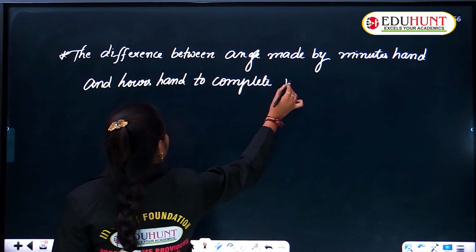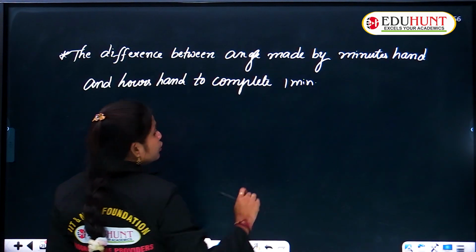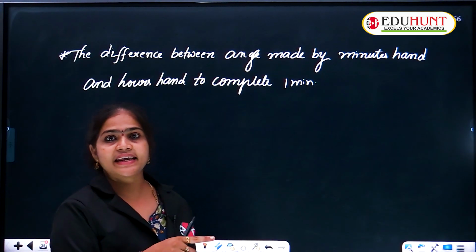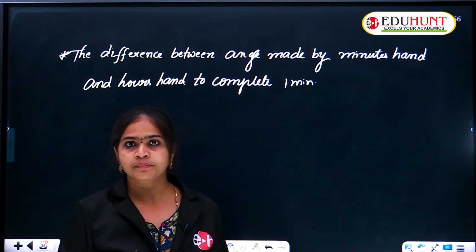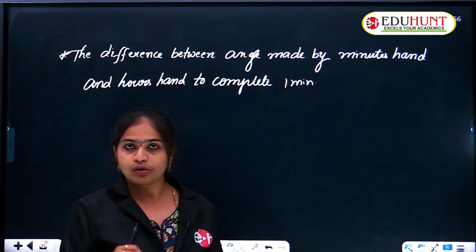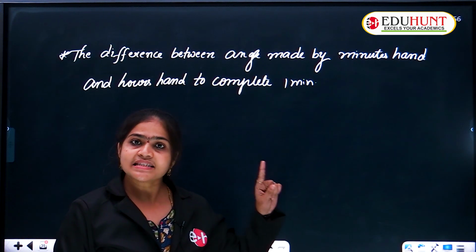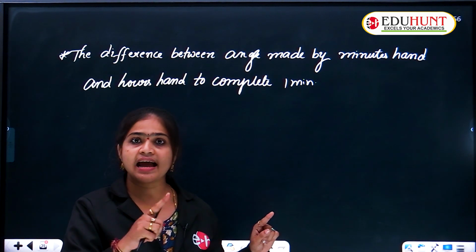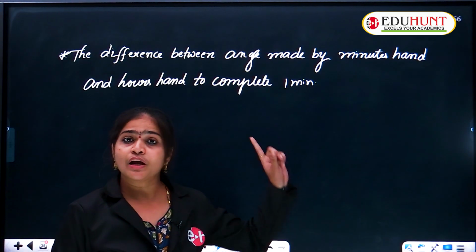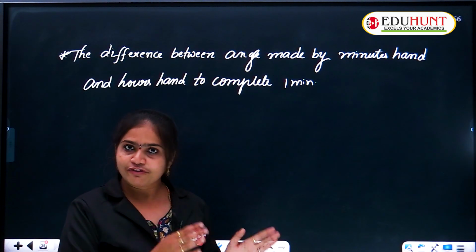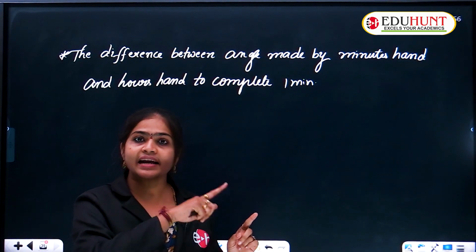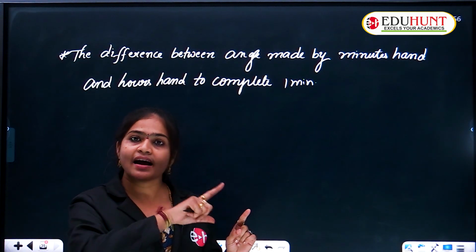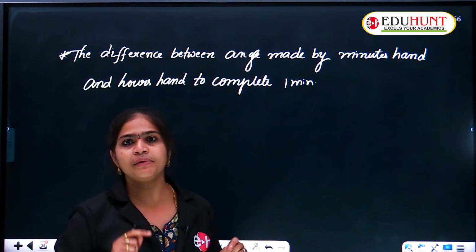To complete 1 minute. Children, we know that to complete 1 hour, the hour's hand takes how many degrees? 30 degrees angle to complete that 1 hour. And in the same way, the minute's hand takes 6 degrees angle to complete 1 minute. Now what they are asking here is the difference between the angle taken by the minute's hand to cover 1 minute and the hour's hand also to complete 1 minute only.